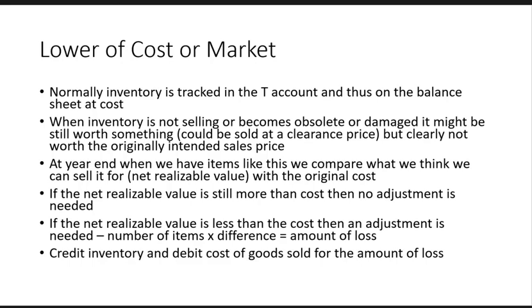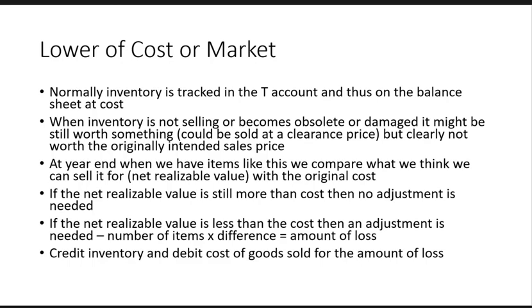If that goes below the cost, then we need to make an adjustment. Even though the items haven't sold yet, we need to look at that and say, being conservative, looking at the worst possible scenario, is that we're going to sell this later at a loss, for less than what we paid for it. Since we already know that, we're going to estimate that amount and we're going to record that loss by debiting cost of goods sold and crediting inventory for that amount of the loss.